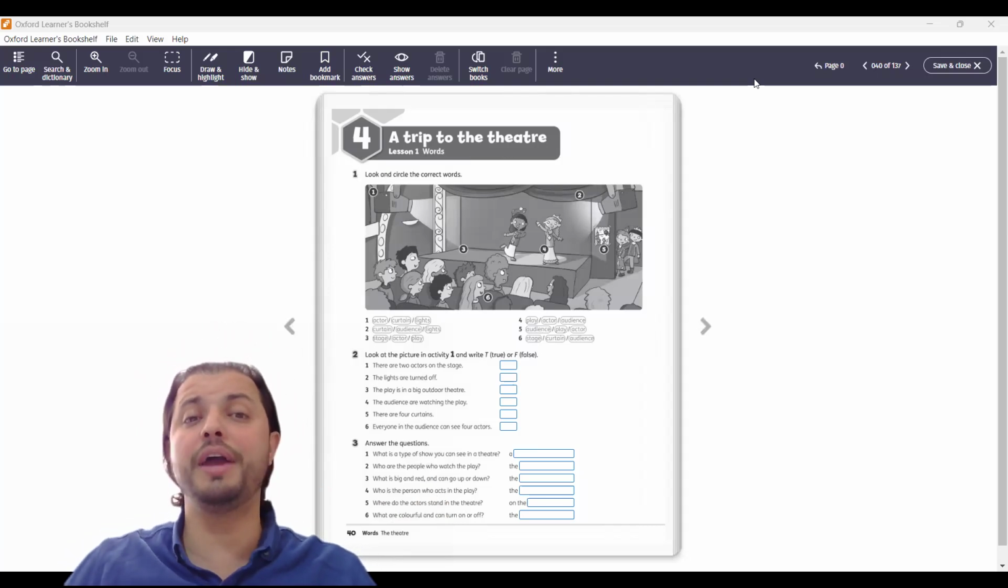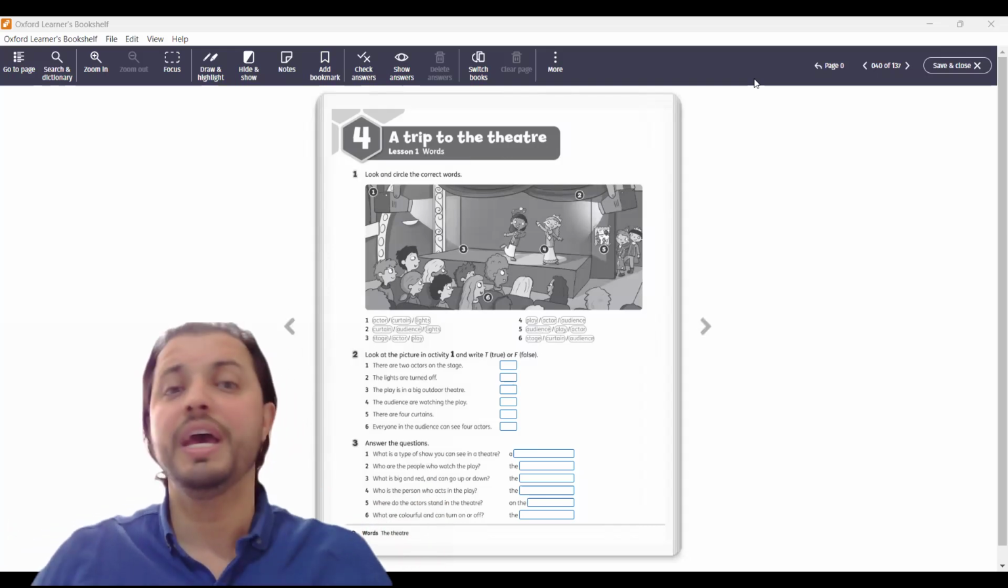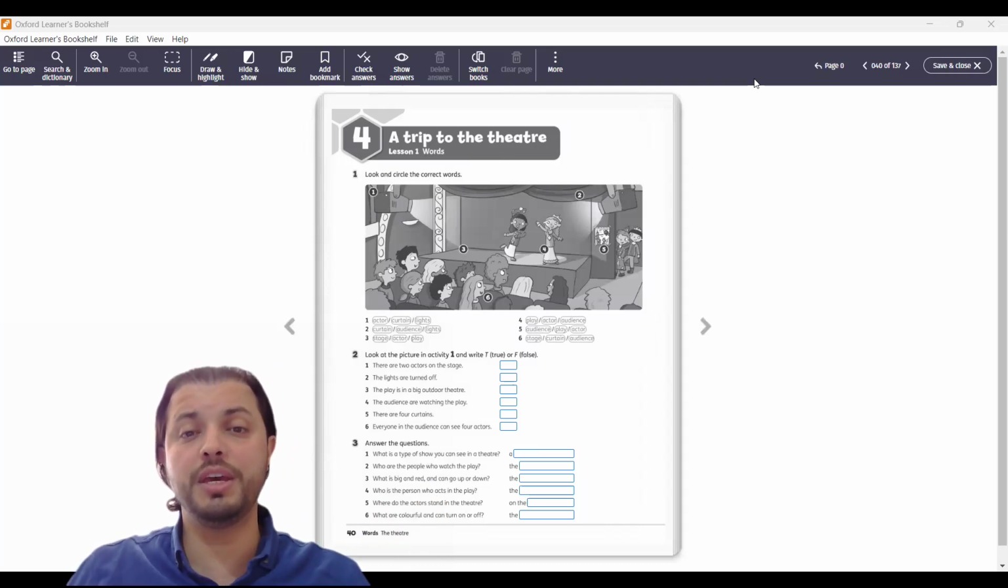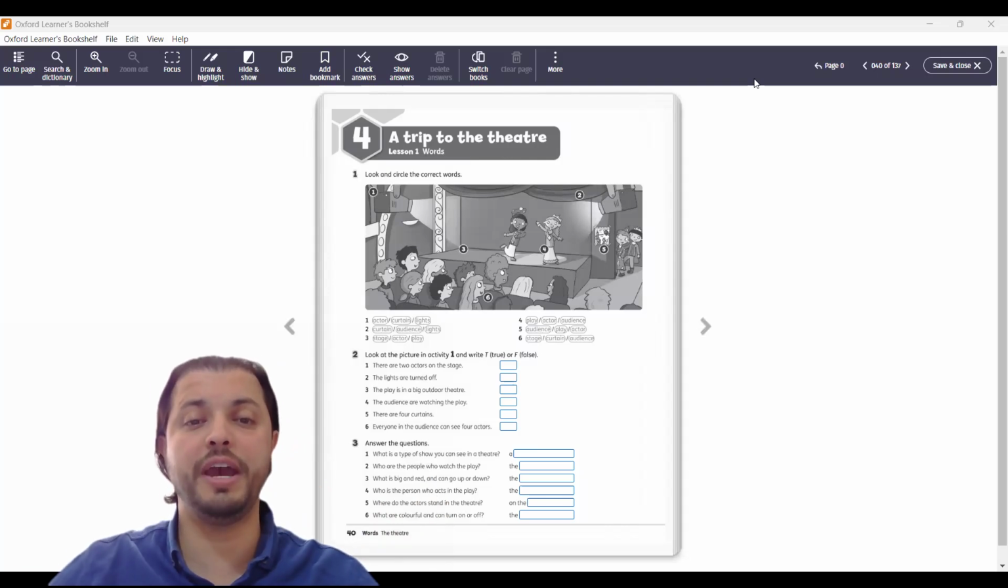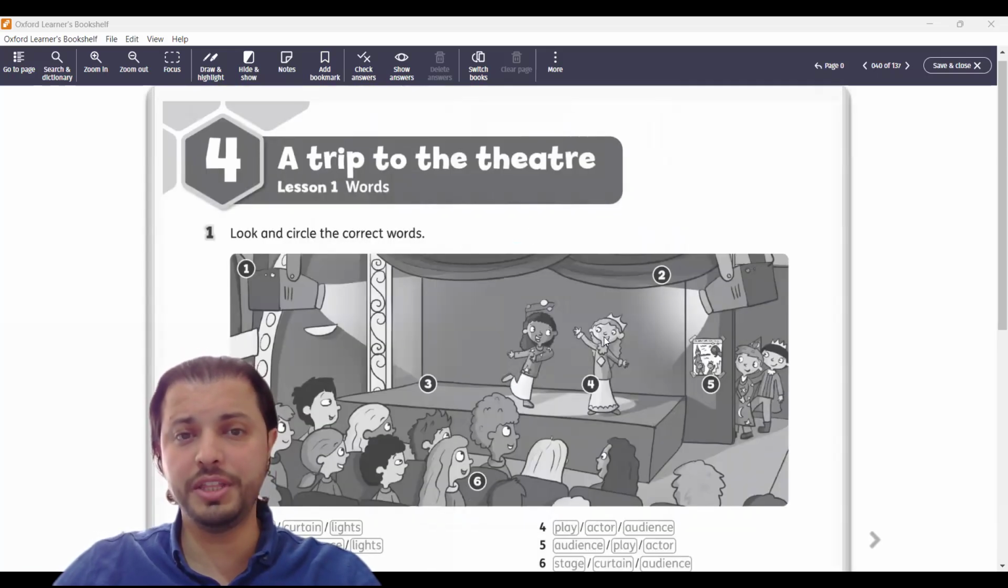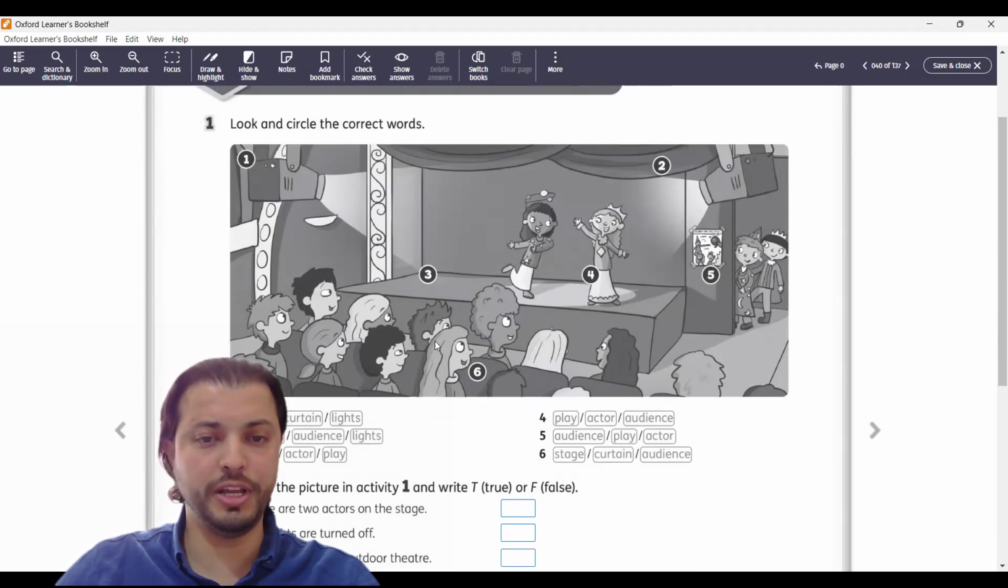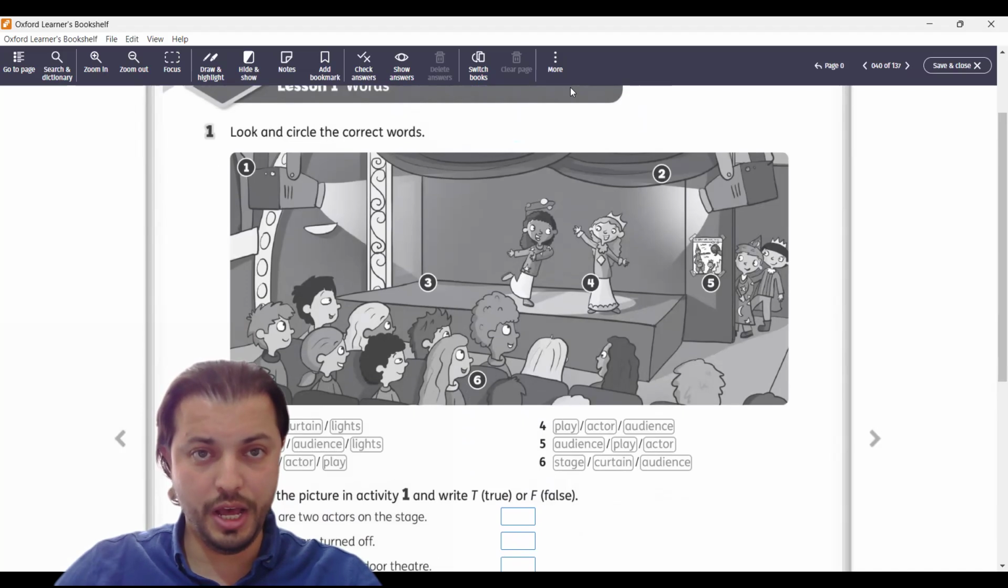Now, the first topic we can say is a trip to the theater. So, we're going to go to the theater with friends, family, or school, and then what can we see there? Okay, so let's see. What can you see in the photo, guys? Here, as you see, we have 1, 2, 3, 4, 5, and 6. So let's get them started.